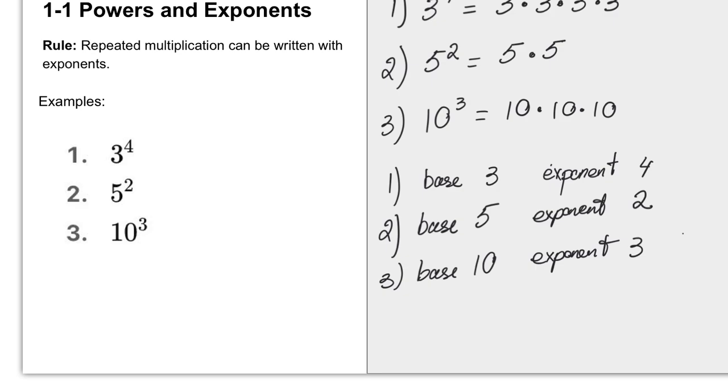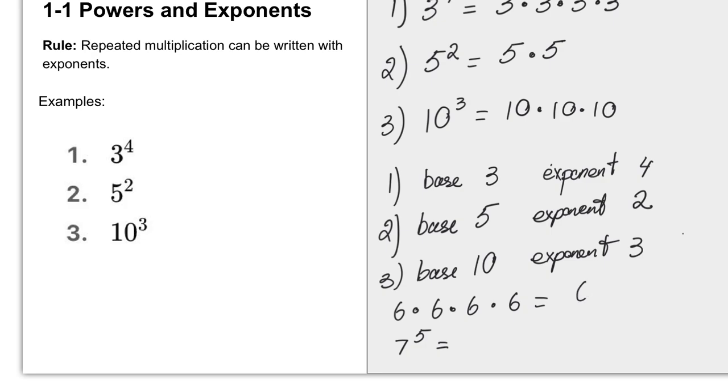So we have 6 times 6 times 6 times 6. You would write this shorter with an exponent. And 7 raised to the 5th power, you would expand this one. Go ahead and pause the video and try on your own, and then join me back.